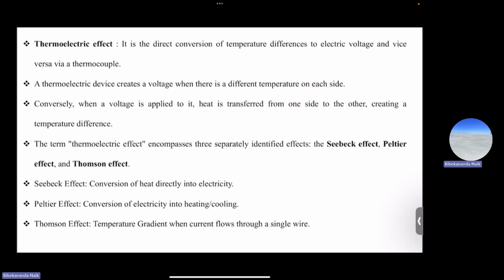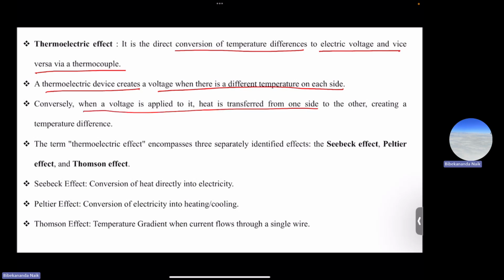So now let's discuss a few things regarding thermocouple. A thermocouple operates on the basis of the thermoelectric effect. So what is the thermoelectric effect? It is the direct conversion of temperature difference to electric voltage and vice versa using a thermocouple. A thermoelectric device creates a voltage when there is a temperature difference on each side. When there is a temperature difference between the two ends, a potential difference is developed. Or when a potential difference is applied across the two ends, heat is transferred from one side to another, which creates a temperature difference.